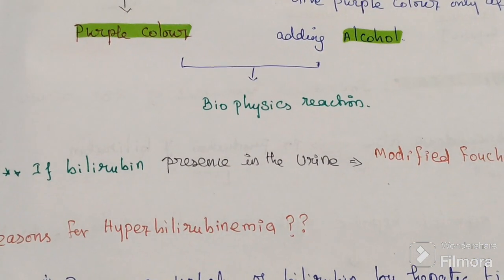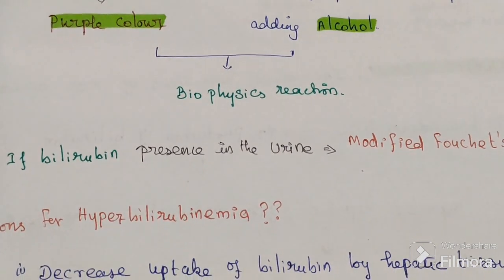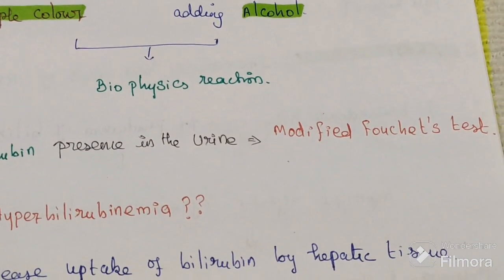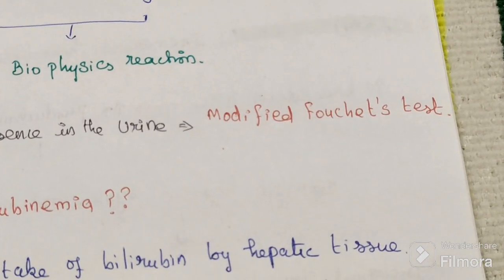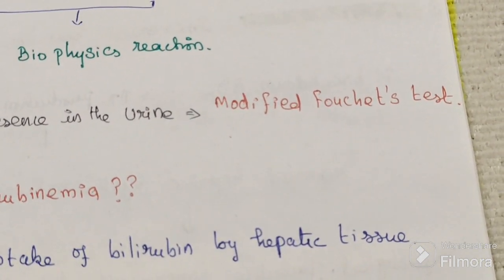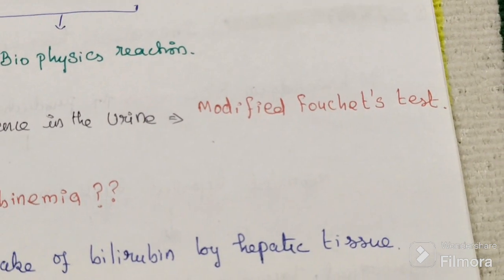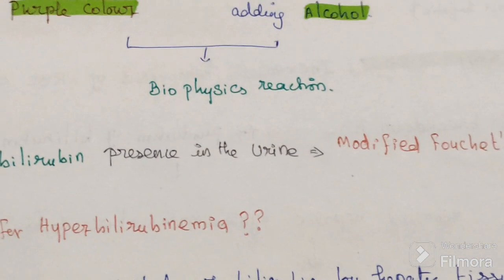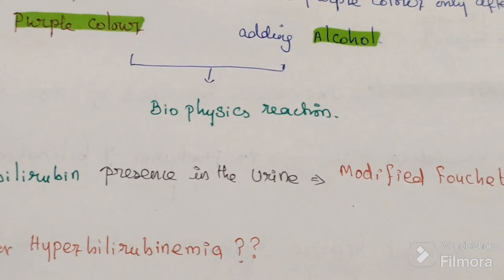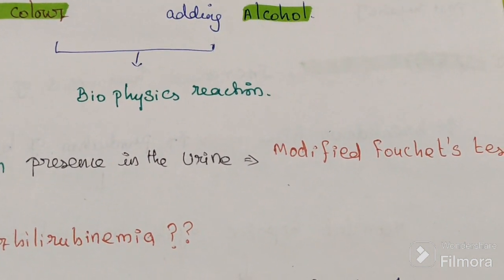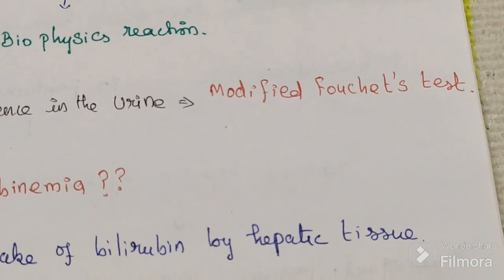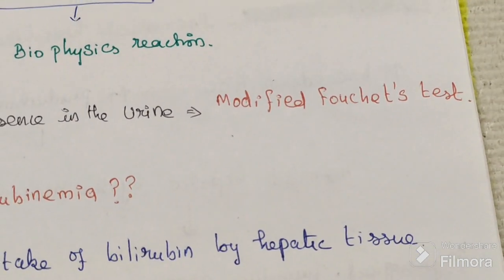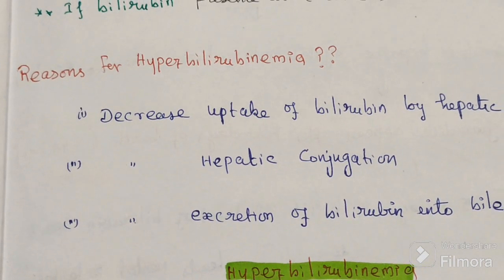If bilirubin is present in urine, we can identify it by using a test called the modified Fouchet test.